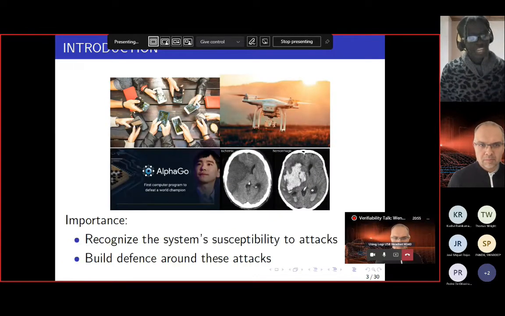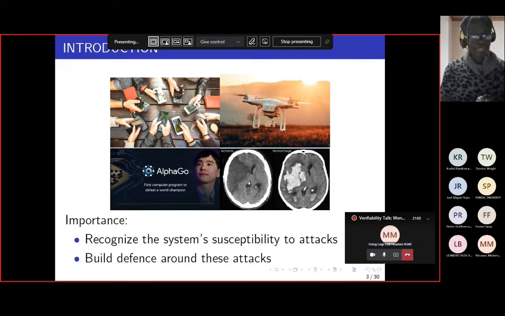So why is the study of adversarial attacks important? Deep neural networks have made it possible for our AI systems to be integrated into our daily lives. Deep neural networks have been successfully integrated in our smartphones, self-driving cars, drones, and social media platforms. They use DNN-based algorithms to try and personalize the content for their users. And also, it's been applicable in gaming, whereby a deep neural network-based algorithm was able to defeat a world champion at the game of Go.